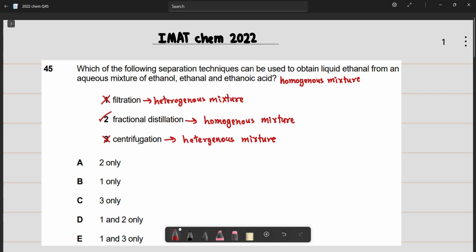But if we use centrifugation, it will form layers. For example, this is a test tube and we have blood over here, so it will form separate layers. Okay, so this one being the plasma, then red blood cells, and we have platelets, the heaviest one. This is what happens if you use centrifugation for blood. Okay, so this option is wrong. So the only correct option is option 2, fractional distillation. So option A is correct. Okay, so that's how we solve this question.